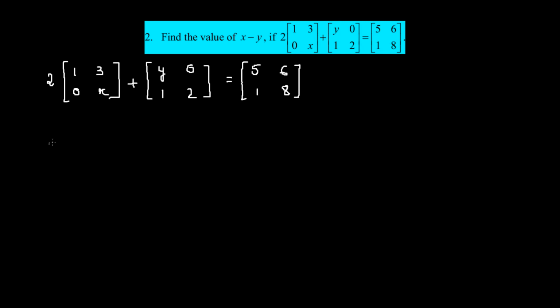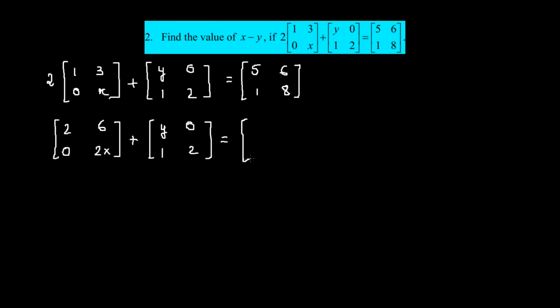So for the first matrix, 2 is a scalar, so we're going to multiply each entry by 2. So that should give us 2, 6, 0, twice x. Plus, we'll rewrite the other remaining matrix, y, 0, 1, 2. This is equal to 5, 6, 1, and 8. Then we're going to add the first two matrices because they are of the same order, which is 2 by 2, 2 by 2. And let me write it here as well. This is also a 2 by 2 matrix on the right hand side.